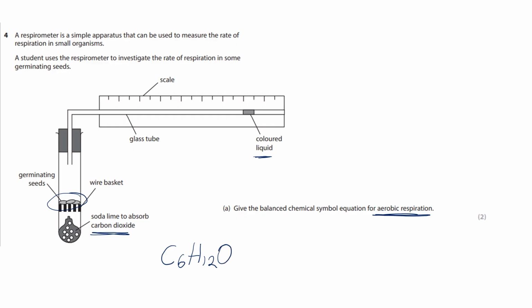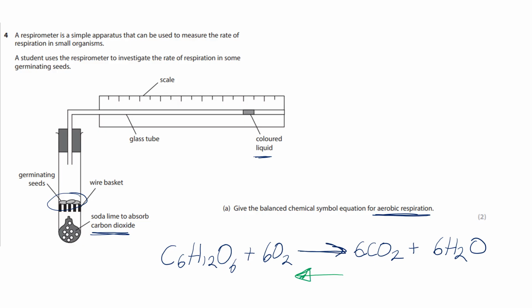C6H12O6 plus 6O2 to give us 6CO2 plus 6H2O. If you notice, this is basically the reverse of photosynthesis. So photosynthesis would go this way. However, since this question is respiration, we're going to go this way.